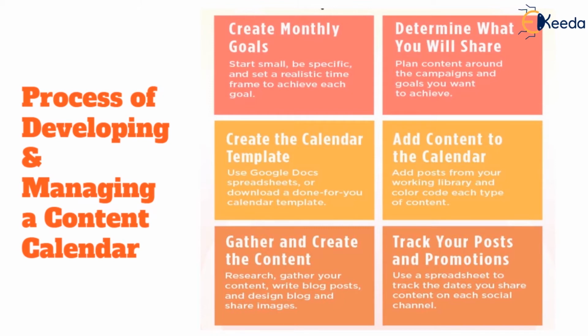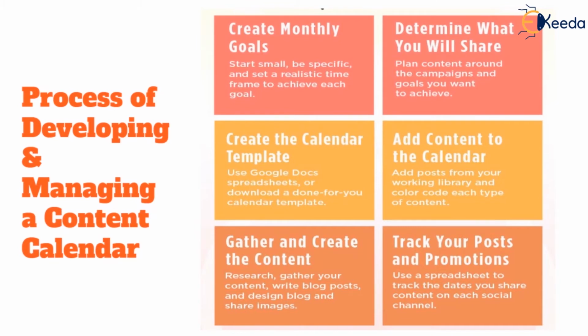Then determine what you will share. You have to plan your content around the campaigns and goals you want to achieve. So once your monthly goals are set, let's say you want to achieve a set number of traffic, or you want to improve your subscribers by 2%, or you want to achieve a 15% increment in the number of shares or engagement that you are currently achieving. So you have a goal around which your content should then be built. And doing so is easy because the goal can actually tell you what is missing and what needs to be done to achieve that particular goal.